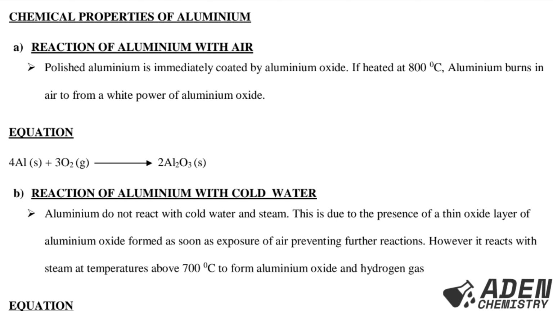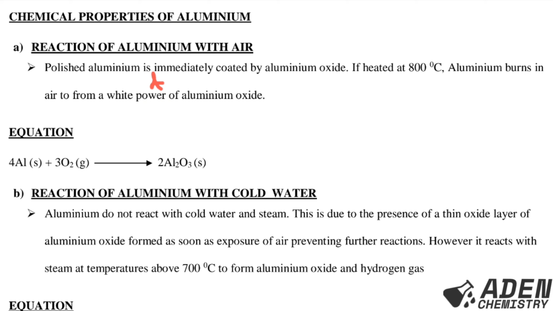We go to the second part of our class today, where we are going to see the chemical properties of aluminum. We start with part A, the reaction of aluminum with air. Polished aluminum is immediately coated by aluminum oxide. If heated at 800 degrees Celsius, aluminum burns in air to form a white powder of aluminum oxide.